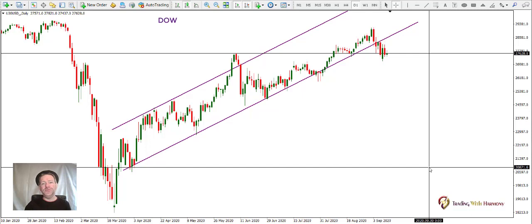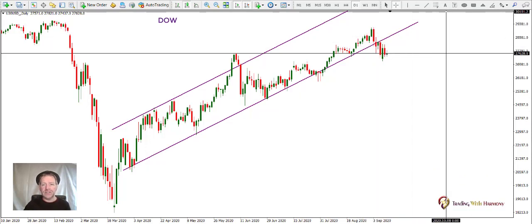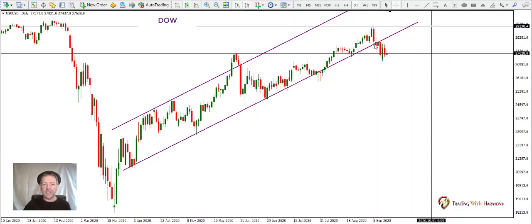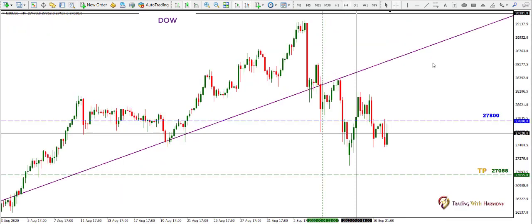Okay, so we have the Dow Jones then. At the end of last week I was talking about how this candle finished here, and it looks like quite possibly we're going to get a change of market direction, which it did. So this week it has broken this ascending channel, and basically it looks like the bears are in control here at the moment. So let's go into the 4 hours.